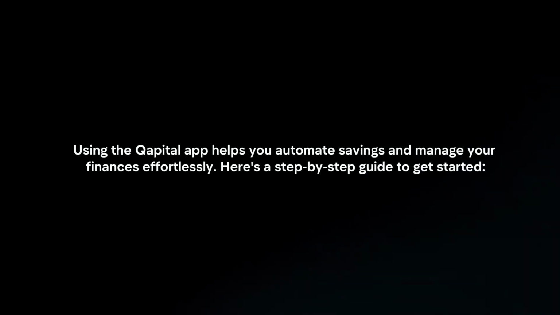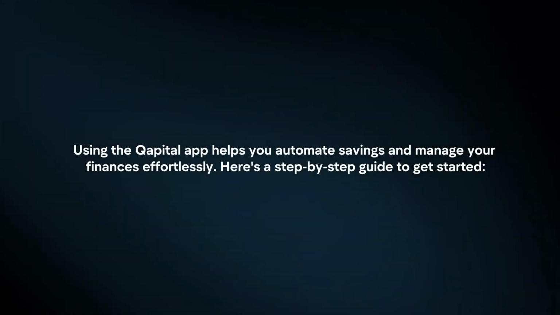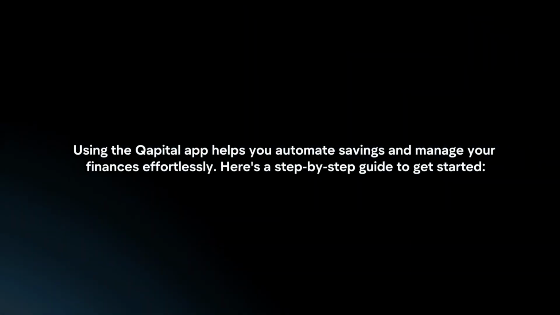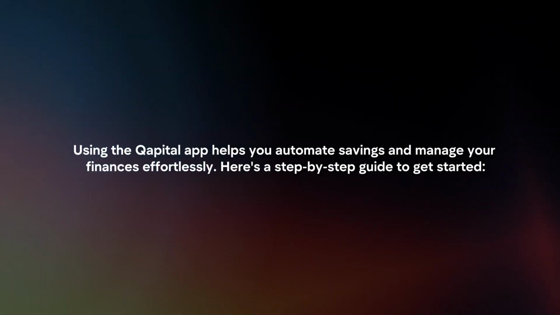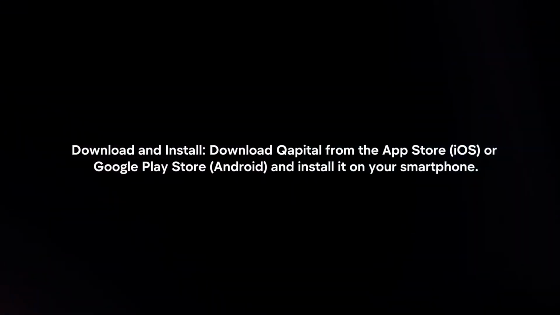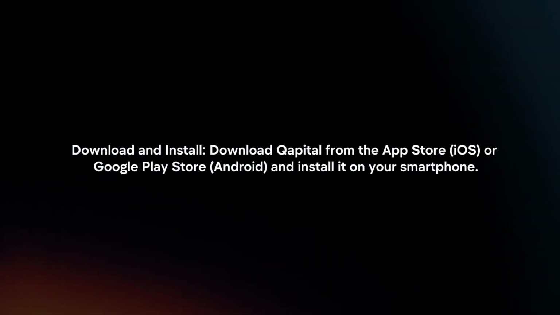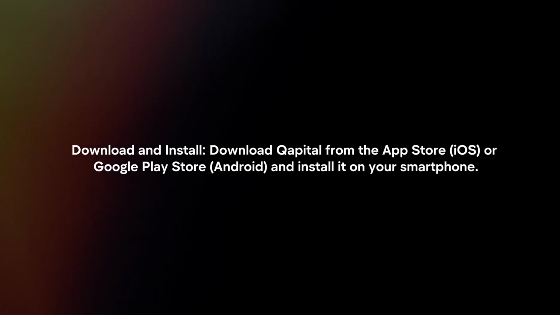Using the Qapital app helps you automate savings and manage your finances effortlessly. Here's a step-by-step guide to get started. Download and install. Download Qapital from the App Store or Google Play Store and install it on your smartphone.